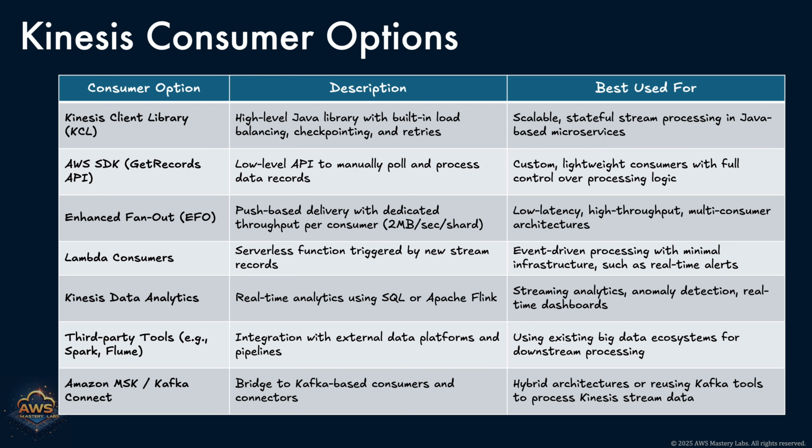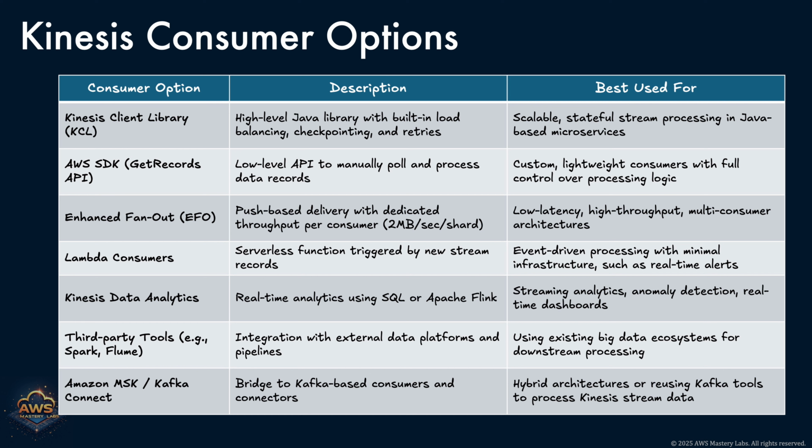If you prefer more granular control, you can work directly with the AWS SDK using the low-level Get Records API. This approach gives you full flexibility over how you pull the stream, manage checkpoints, and process records. It's best suited for lightweight consumers or custom logic where you don't want the abstraction of KCL.